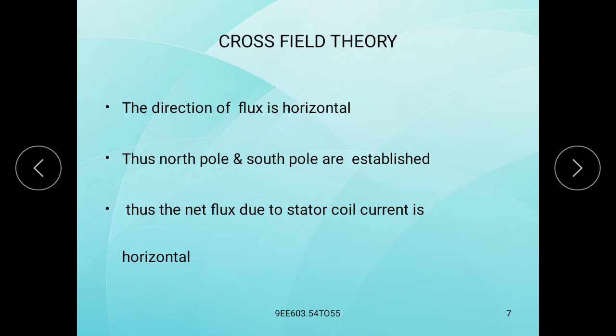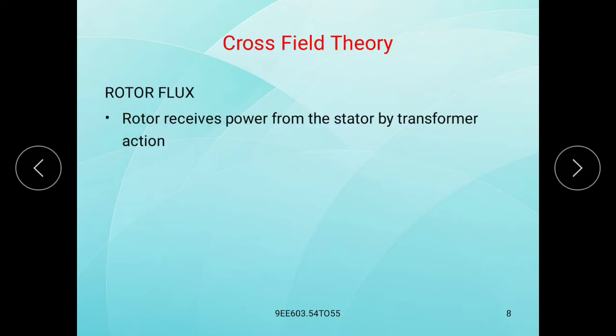In the cross field theory, the direction of flux is horizontal, thus north pole and south pole are established. Thus the net flux due to stator coil current is horizontal. Now the rotor flux: the rotor receives power from the stator by transformer action. What is the transformer action? By mutual induction.